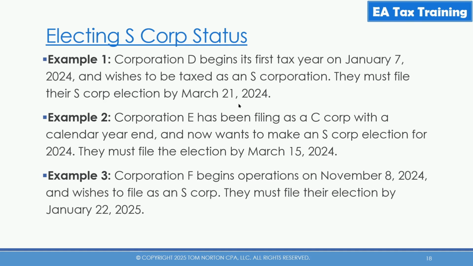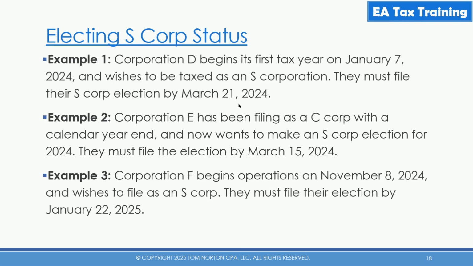Example 2, this is the more straightforward example. Corporation E has been filing as a C Corp with a calendar year and now wants to make an S Corp election for 2024. They must make that election by March 15th of 2024.